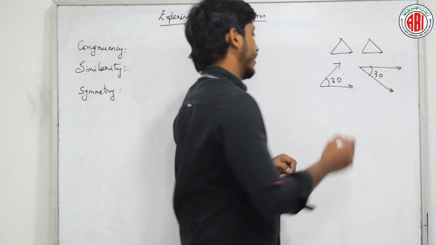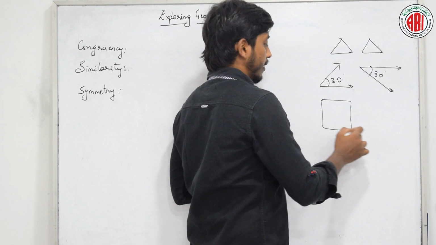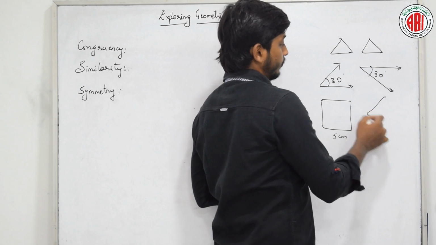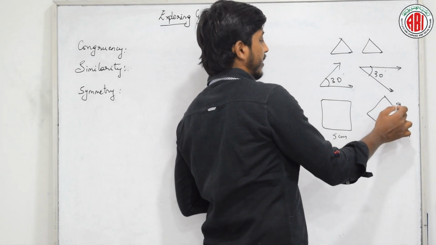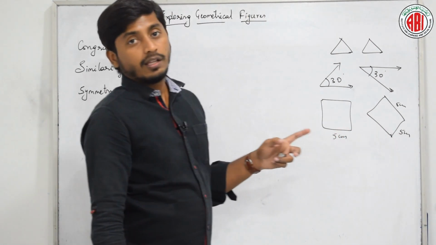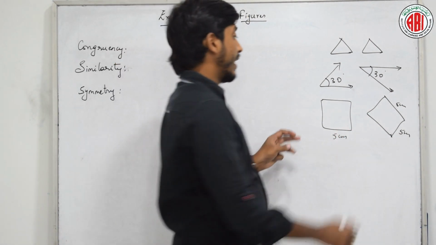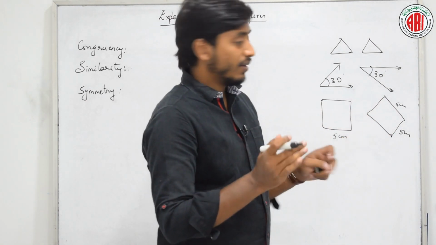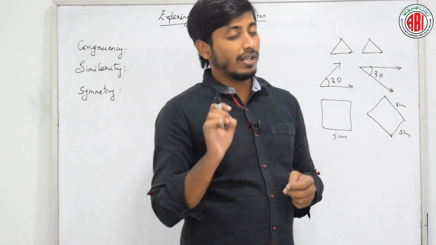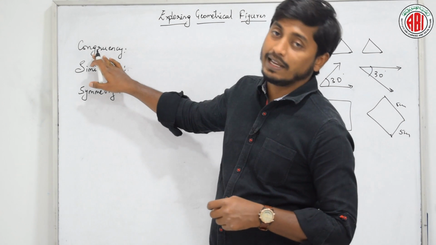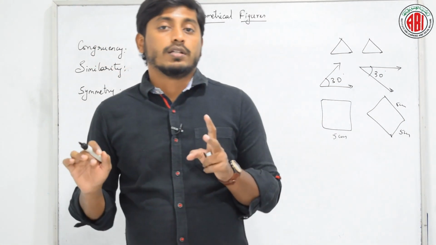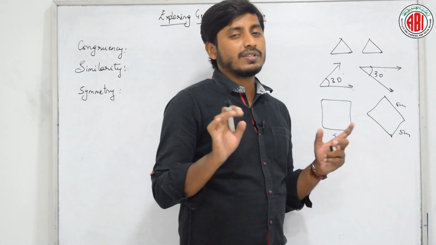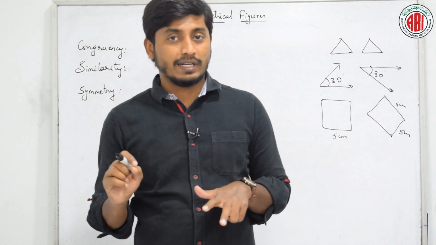Next, see here, if this is a square of side 5 centimeter, there is one more square of side 5 centimeter. Tell me, obviously they are congruent. How? Because they have the same shape, but there is only a slight variation in the presentation. Clear? That is the only basic difference. Congruency means both the figures should have the same shape with the same dimension. Did you understand?